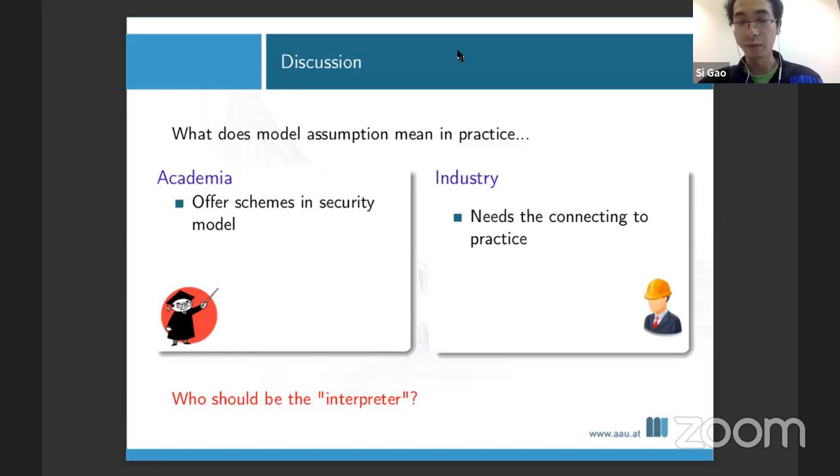If we think about the academic world, we always offer masking schemes in certain security models, but on the industry side, the engineer actually needs some connections. What does our model assumption mean? On what kind of platform is our model assumption absolutely true, where can it maybe not be true, and where do they have to pay attention? So who would be the interpreter standing in the middle, converting all the wisdom, all the results, and all the precautions happening in academic research to the industry without losing important bits and preconditions or assumptions? That's probably a question to ask as a community.